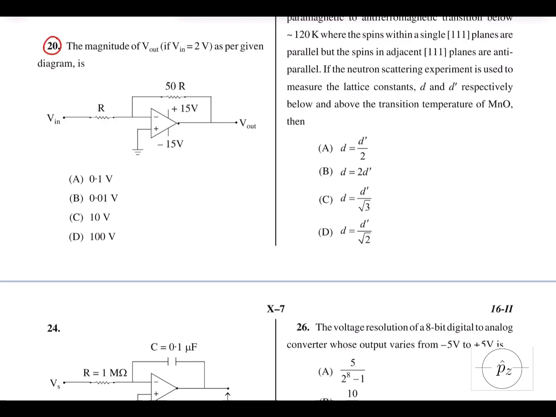Problem number 20. The magnitude of V out if V in is 2 volt as per given diagram is. So this is an inverting op amp where the gain is given by minus R2 divided by R1. Here R2 is 50R and R1 is R. So the output voltage would be 50 times V input, which is 100 volt. However, the power attached to the op amp is 15 volt. So the output will be 15 volt.